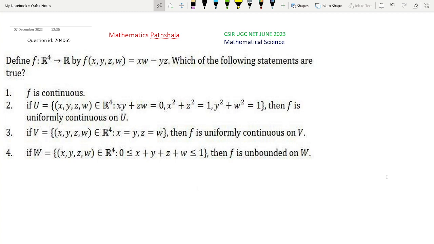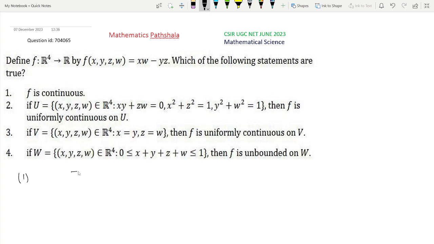See the question first. Define f, a function from R^4 to R, by f(x, y, z, w) equal to xw minus yz. Then which of the following statements are true? So let us first study one by one the options. See here, the function is defined in this way. So for option 1, what can we do?